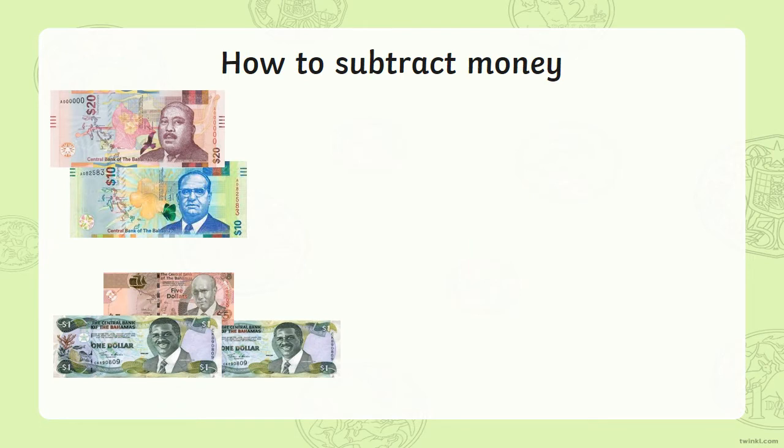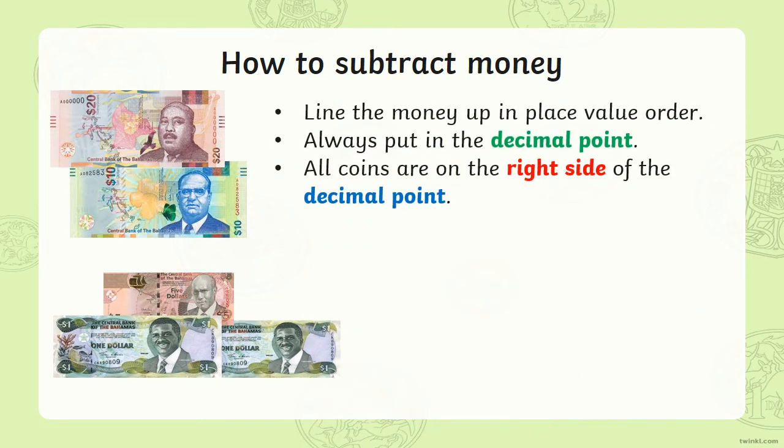In this slide, we are going to subtract money. At the top, we have 2 pieces of dollar note, which are the 20 and the 10. At the bottom, we have 3 pieces, which are the $5 and 2 $1 notes. We are going to subtract the bottom notes from the top notes. Remember that we have to line up the money in place value order. We have to always put the decimal point in, always put all coins to the right side of the decimal point. Let's see how that's going to look.